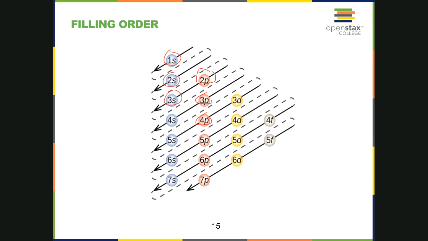Then you can go to your d's, but you cannot have a 1d or a 2d. You can only have a 3d. So you start at 3d and 4d. And then when you get to the f's, you cannot have a 1f, a 2f, or a 3f. You can only have a 4f. So you start in there. So anyway, you draw this whole thing in, and then you start drawing diagonal lines. So like you see this one going through here, and then it's sort of going back, and then it's going through 2s. So this means you fill 1s, you fill 2s, then the line goes back, then you fill 2p and 3s, then it goes back again, you fill 3p and 4s, then you go back, then you fill 3d, 4p, and 5s.